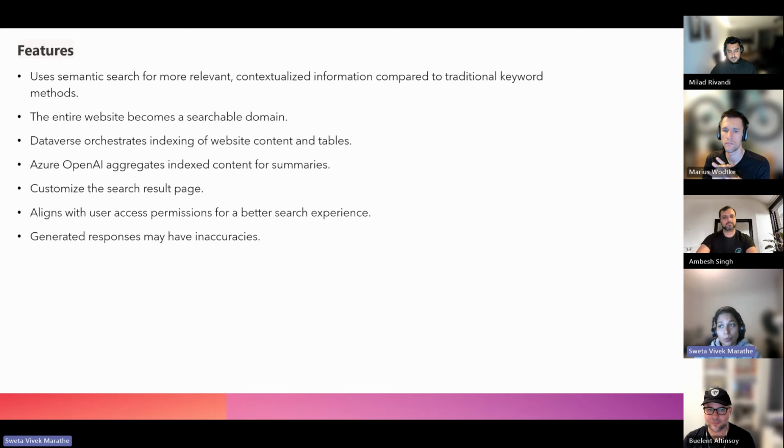Then the Azure OpenAI aggregates index content for providing you a summarized response. You also have control over how the response would look. You can choose the font of the summarized response and the references, and customize that using the content snippet. The most important part is that this search result will align with the user's permissions, so the security model of your Power Pages is not violated with this GenAI search. And of course, in the end, it's a GenAI response, so it might be inaccurate. You need to test it before you finally release it to your users for, maybe, a pilot or gathering their feedback.